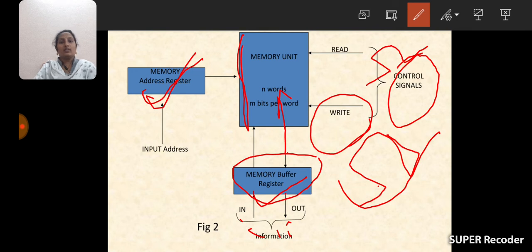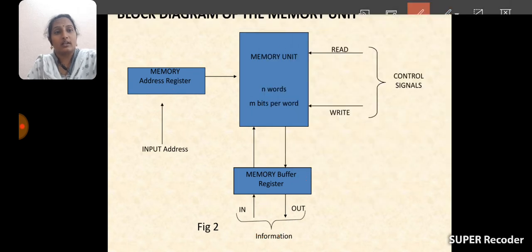Here through the in terminal, the data must be entered into the memory, and through the out terminal, the data must be recalled from the memory. And two control signals are there. These are used to specify the specific operation of the memory, whether it may be the write operation or it may be the read operation. If we apply the clock pulse at write terminal, the write operation means the data is entered into the memory. If we would like to apply the clock pulse at the read terminal, now the contents are retrieved from the memory. Is it clear? So this is about the block diagram of memory.